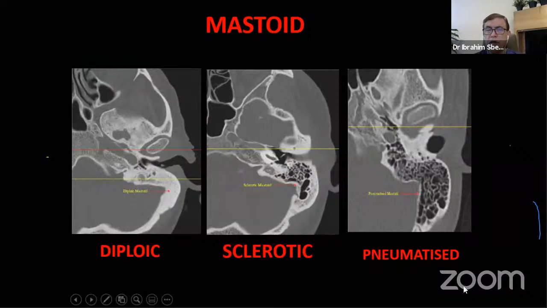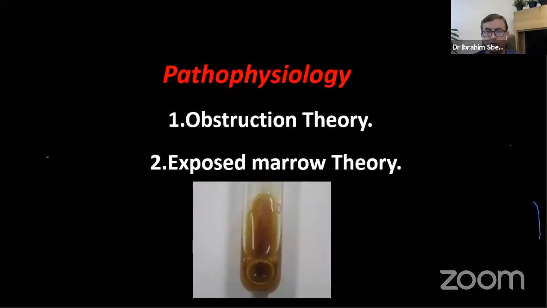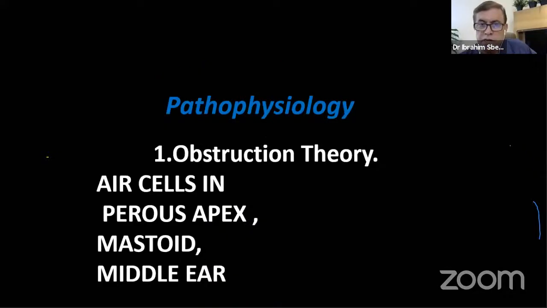Because the sites of the cholesterol granuloma is where there are air cells. Air cells are present in the mastoid, in the inner ear, in the external ear, and they are also present in the petrous apex. So for the pathophysiology, there are two theories. One is acceptable as the major one, the obstruction theory. Recently, people are speaking about the exposed marrow theory. But the one that is really accepted is the obstruction, though there is growing evidence that may be coming up to fight with the obstruction theory. Let's look at the obstruction theory.